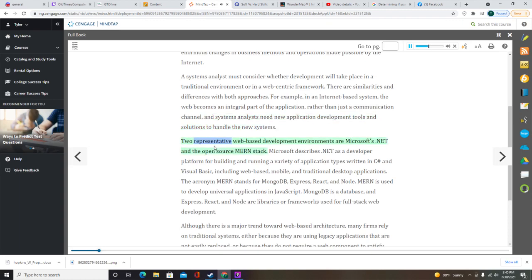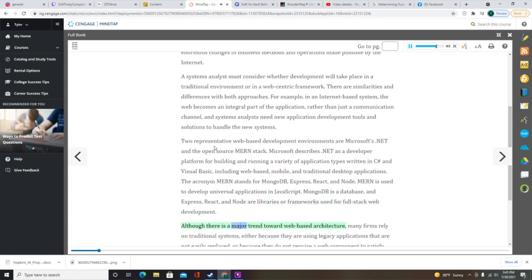Two representative web-based development environments are Microsoft's .NET and the open-source MERN stack. Microsoft describes .NET as a developer platform for building and running a variety of application types written in C# and Visual Basic, including web-based, mobile, and traditional desktop applications. The acronym MERN stands for MongoDB, Express, React, and Node. MERN is used to develop universal applications in JavaScript. MongoDB is a database, and Express, React, and Node are libraries or frameworks used for full-stack web development.